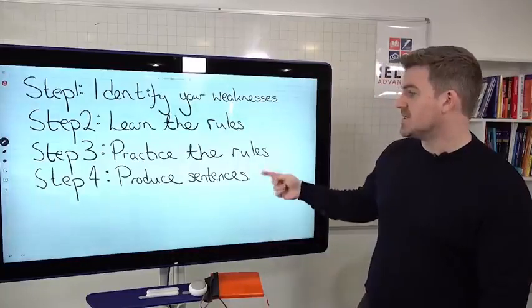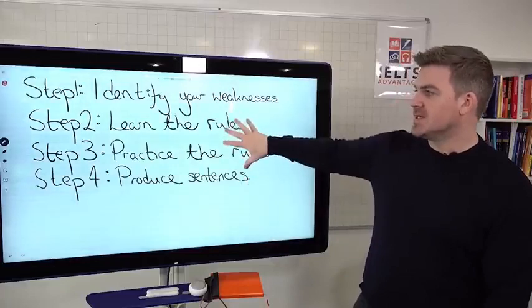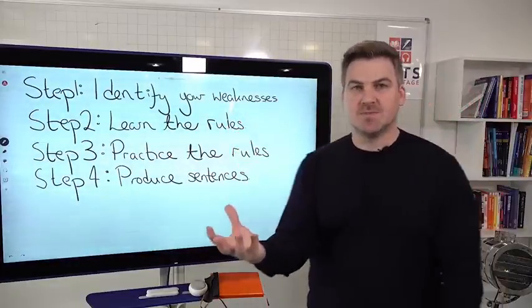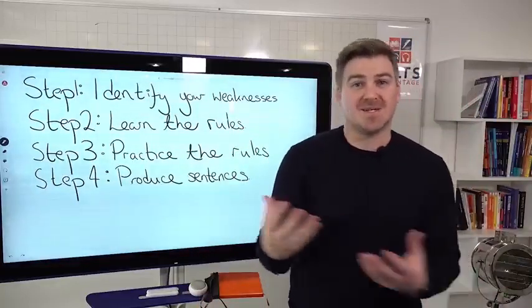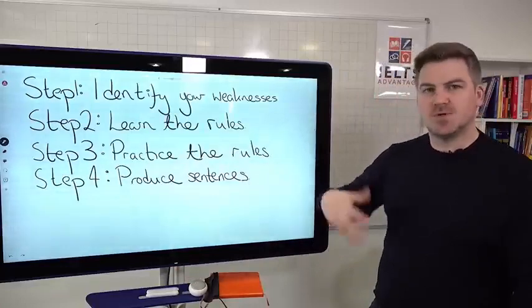Step four, once you practice them, you need to produce sentences. There's no point in learning these rules and doing practice questions, but then not being able to use them in real life or in the speaking test or the writing test, whatever it is you need to do. So you need to produce sentences.